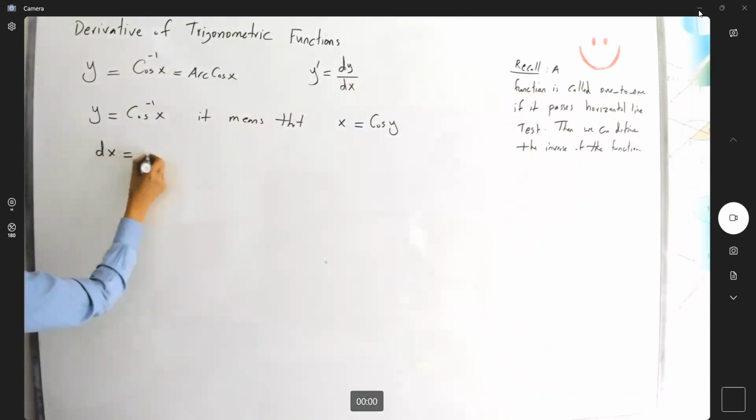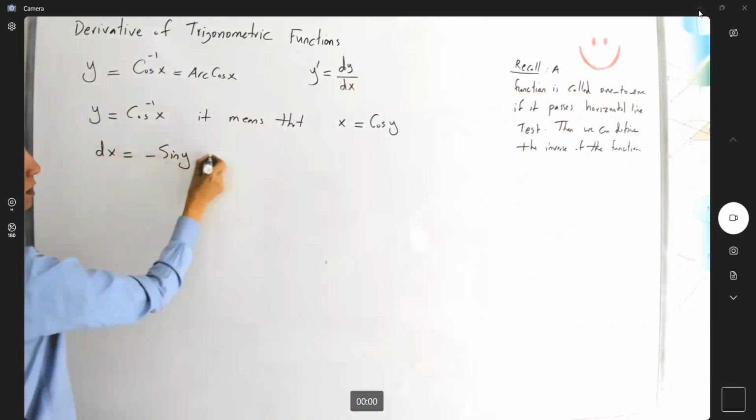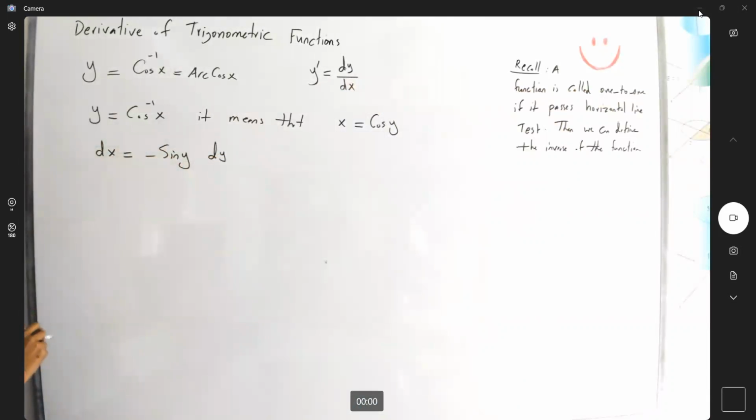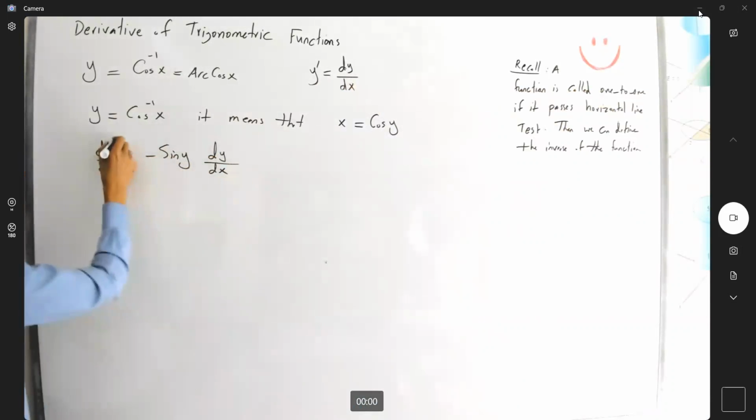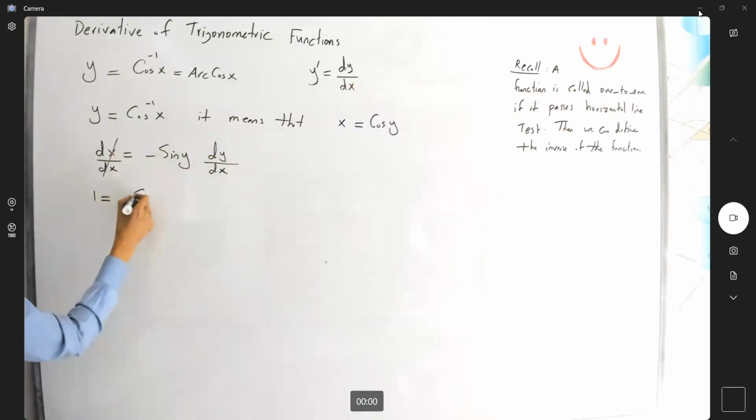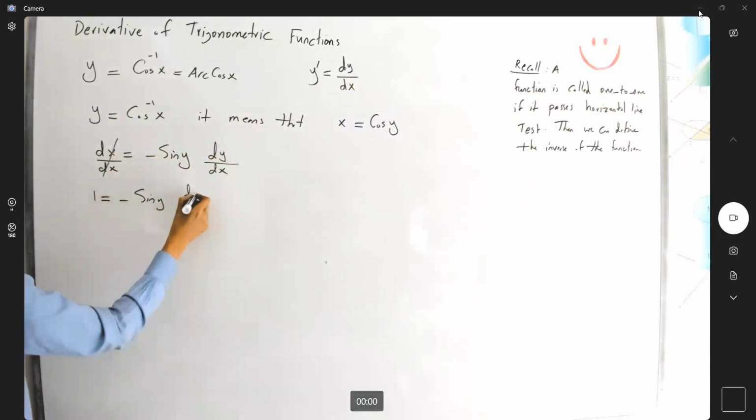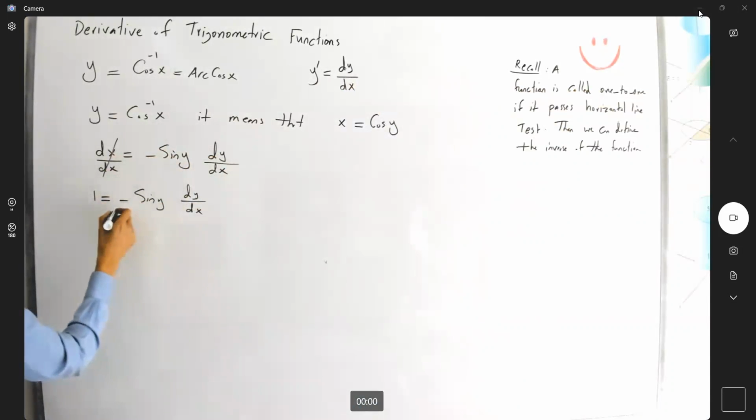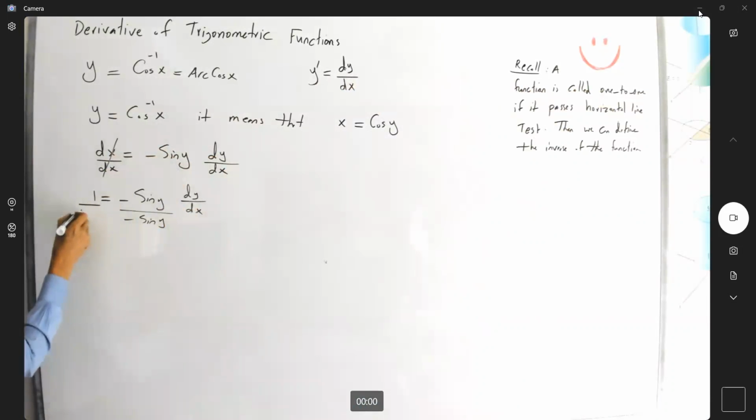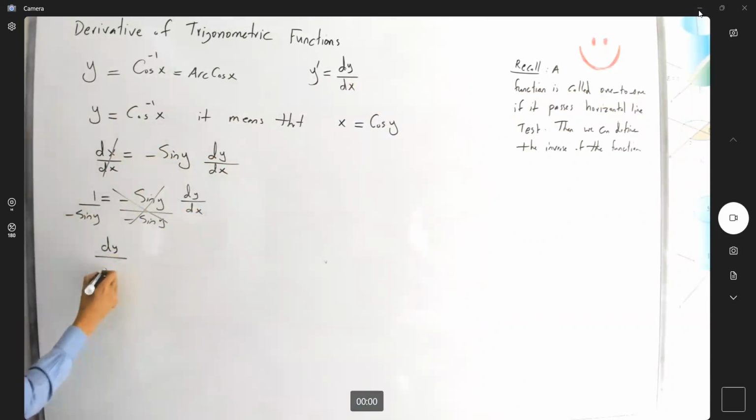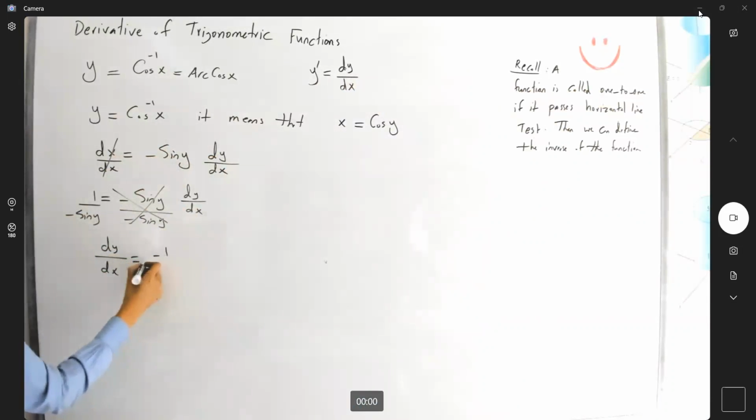dx is equal to negative sine y dy. Very good. Divide everything by dx. 1 equals negative sine y times dy over dx. Now divide everything by negative sine y to isolate the derivative. So dy over dx is negative 1 over sine of y.